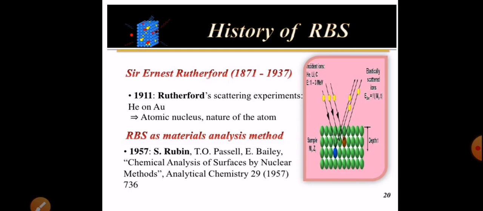Then RBS as a material analysis technique was developed in 1957 by S. Rubin, T.O. Passel, and E. Bailey. And in the paper in Analytical Chemistry named Chemical Analysis of Surfaces by Nuclear Methods, they proposed such a method. And since this process exactly uses the theory of Rutherford scattering, they named it Rutherford Backscattering because the angle of scattering taken is only 180 degrees.